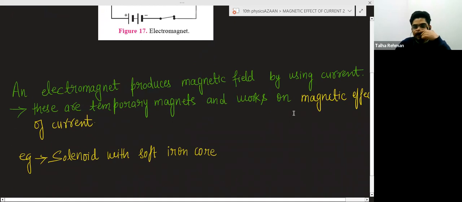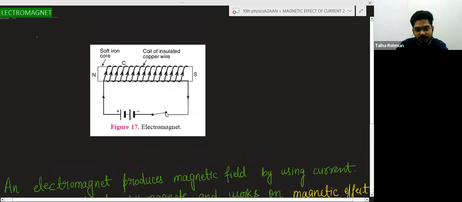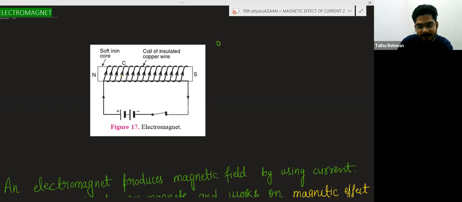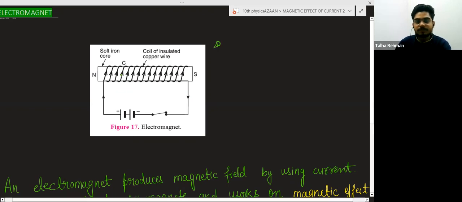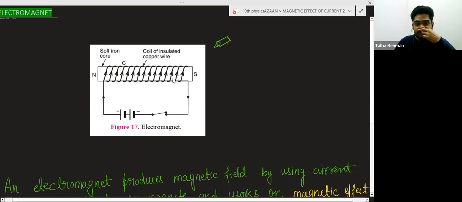These are temporary magnets and work on the magnetic effect of current. Temporary magnet means, suppose this time this switch is closed and current is in this wire, and you have the iron nails. So this time, this will attract the iron nails when the current is flowing in this wire. Why? Because this time there is magnetism in this magnet.